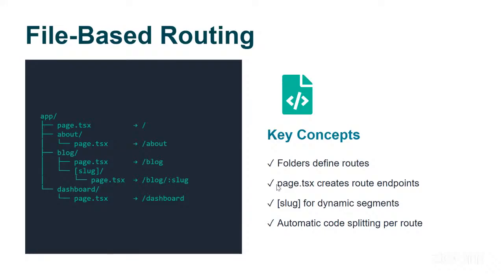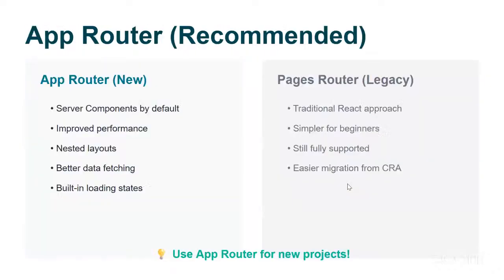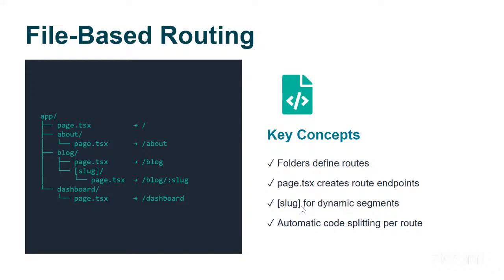And as I have told, page.tsx creates route endpoints, and we can also create a slug for dynamic segments. For example, we have a blog detail page, or post detail page, or product detail page. As we have been using slug in React.js to get the param from the route, and then we get the detail from the server on the basis of that ID or whatever identifier we use, similarly here in Next.js, we are using slug.